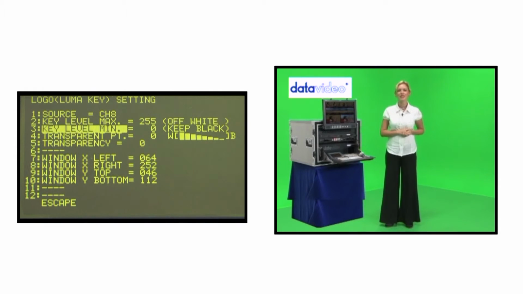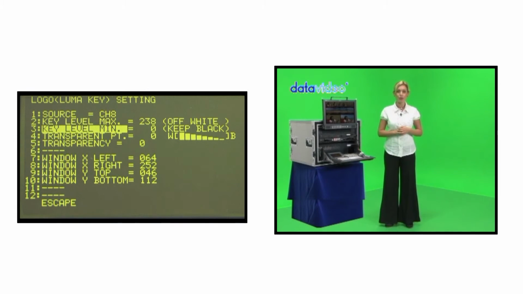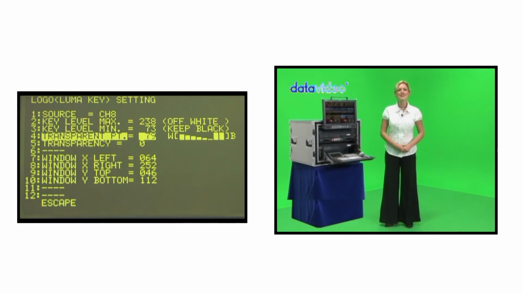6. Key level's greatest value and lowest value setup is exactly the same as internal mode, except that since we are removing the white color, the greatest value is closer to 255. After setting this up, we will see Datavideo logo's white border is gone. 7. In order to preserve the black color in the image, we also need to do one extra step, using the lowest value of transparency point to complete. After this is done, the chroma key setup is complete.